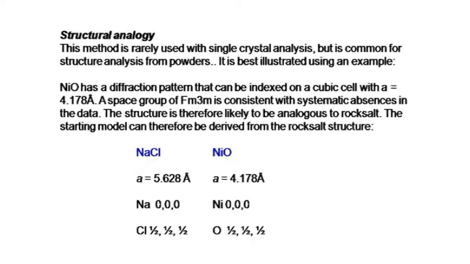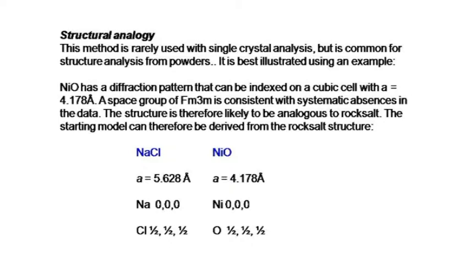So here's sodium chloride and nickel oxide. Both of them have the rock salt structure in space group Fm3m. We know the structure of sodium chloride, so it's got an a-axis of 5.628 angstrom. It's cubic, so all the axes are the same. The sodium is in the 4a position, and this will be the 4b position, I think. The sodium and chlorine from this space group.